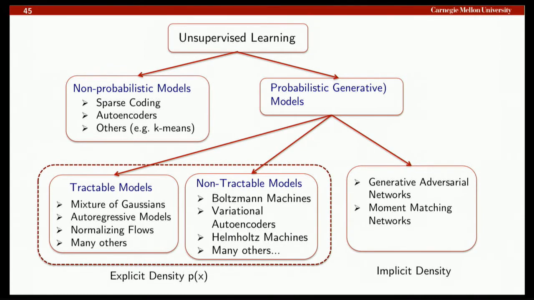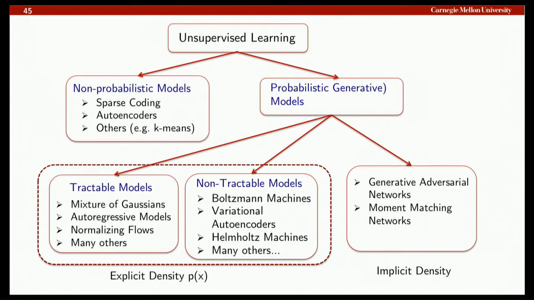So there are non-probabilistic models like autoencoders and sparse coding models, and then there are probabilistic models, sometimes called generative models. And within the generative domain, there are what people call tractable models, like the mixture of Gaussians you've probably heard about, and autoregressive and normalizing flow type of models. There are non-tractable models like Boltzmann machines and variational autoencoders, and then there is an interesting class of models that do not necessarily look at the density itself, but look at implicit densities, like generative adversarial networks. And I'll quickly, in the next 5 minutes, show you what these are.